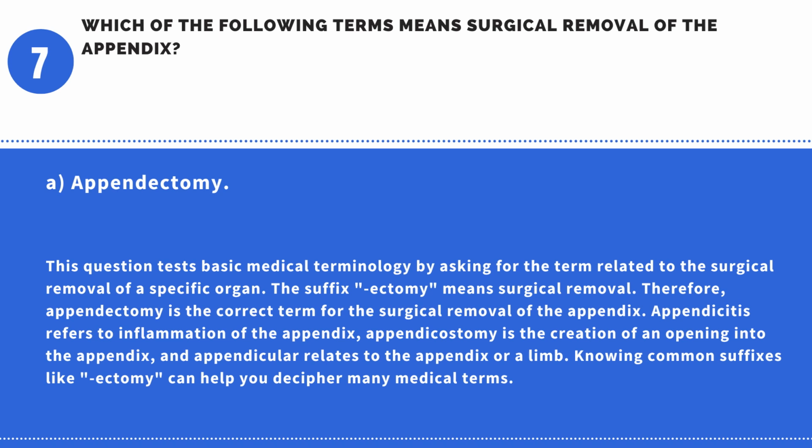Appendicitis refers to inflammation of the appendix. Appendicostomy is the creation of an opening into the appendix, and appendicular relates to the appendix or a limb. Knowing common suffixes like ectomy can help you decipher many medical terms.